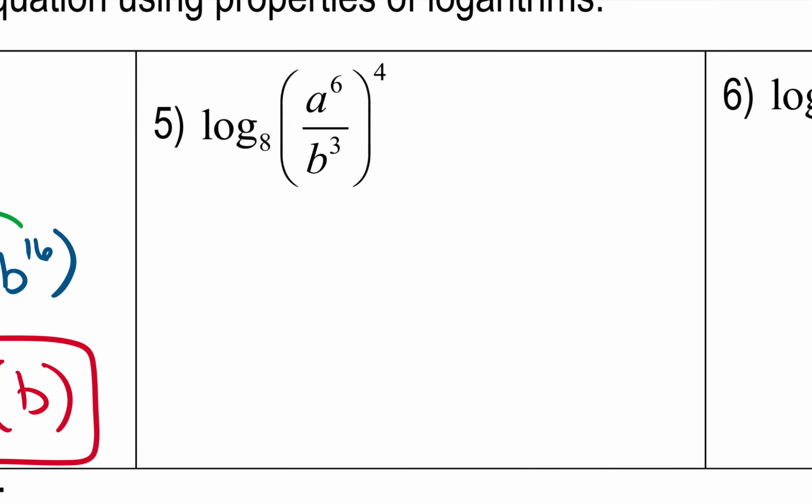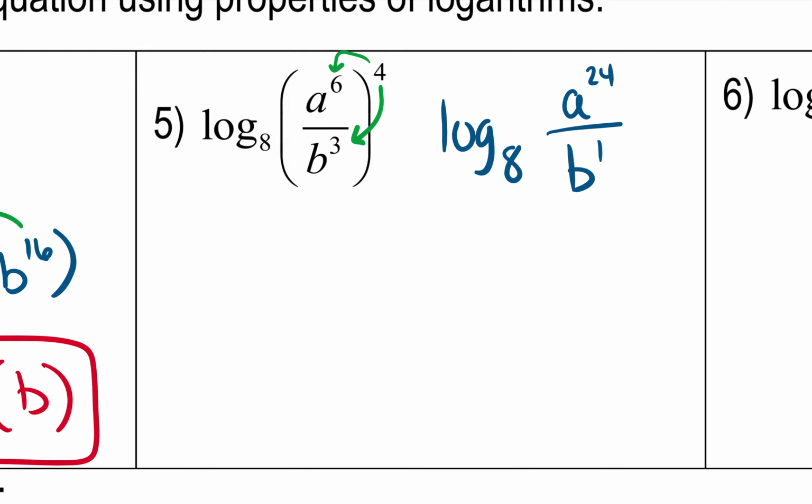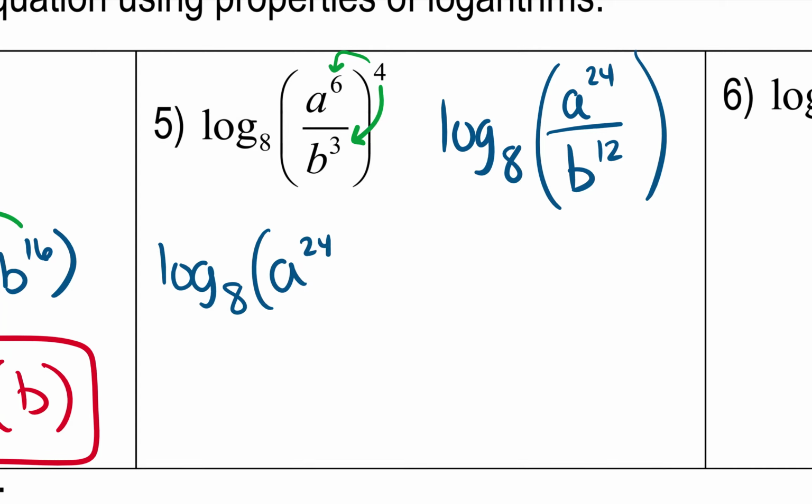Notice this one's dividing, so I will be subtracting. But the first thing I'm going to do is distribute this 4. So 4 times 6, 4 times 3. So I'm going to write log 8. And then I have a to the 24 on top and b to the 12 on bottom. Okay, now I can separate them, and because I'm dividing, I will be subtracting. So I have log 8, and then a to the 24th minus log 8, and then b to the 12th.